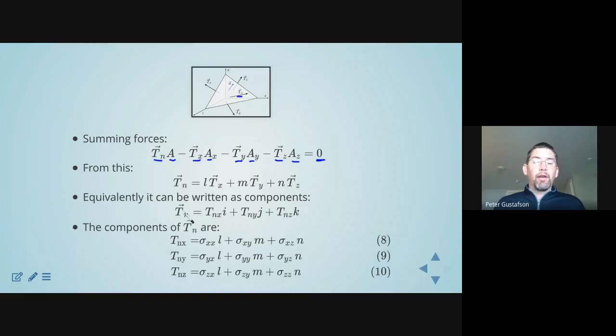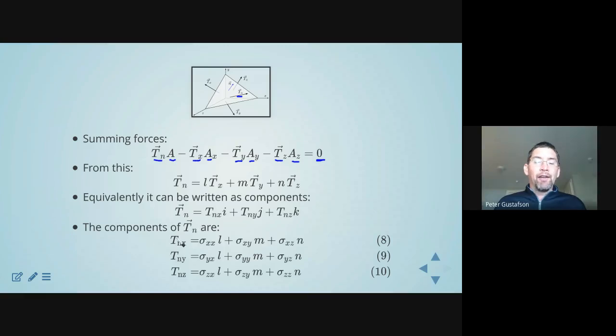We could equivalently write this as components of a vector. So Tn is going to be equal to Tnx times the i direction plus Tny times the j direction plus Tnz times the k direction. Again, these are subscripts. You recognize this is the n normal face, the component of it in the x direction, n normal face times the component of the y direction, n normal face times the component in the z direction. So this is the magnitude of that component, which now we will see is related to Tx times L.